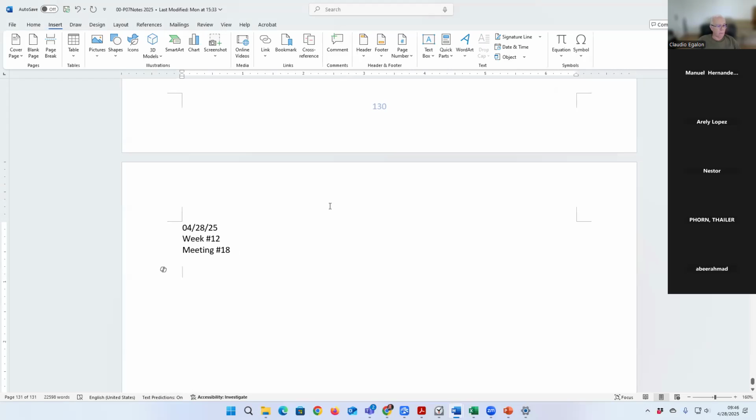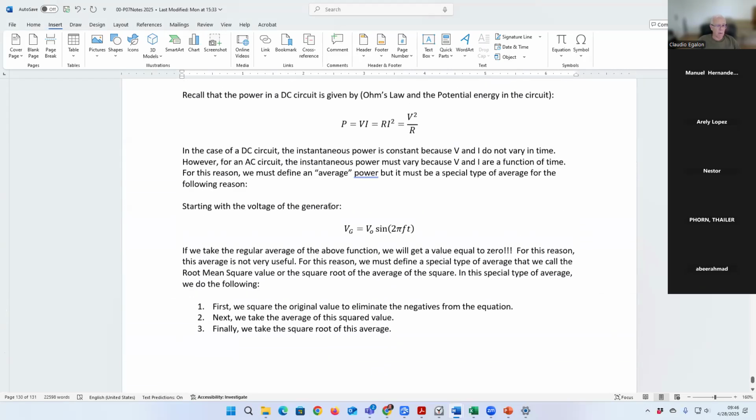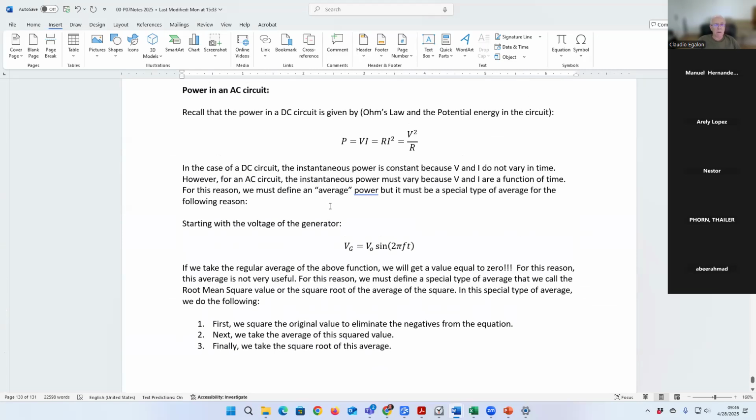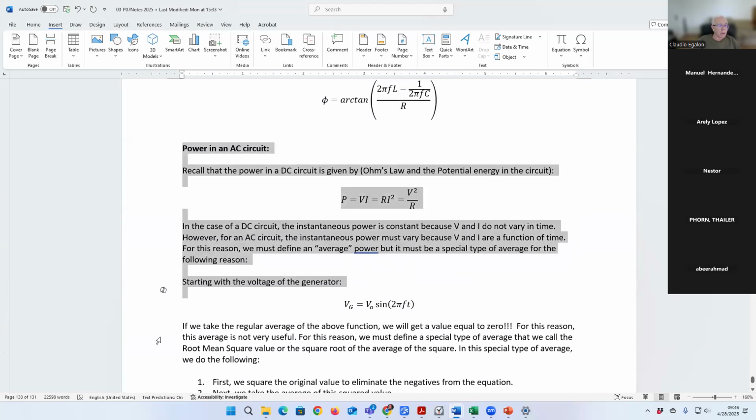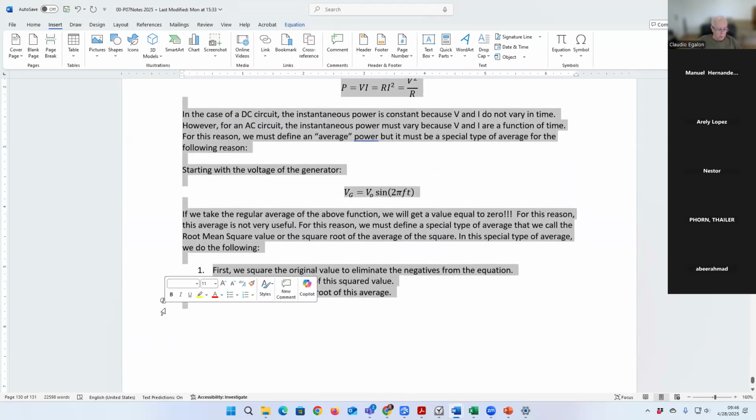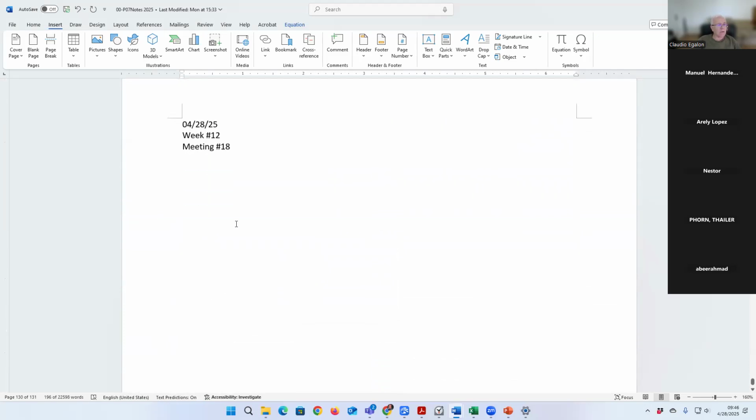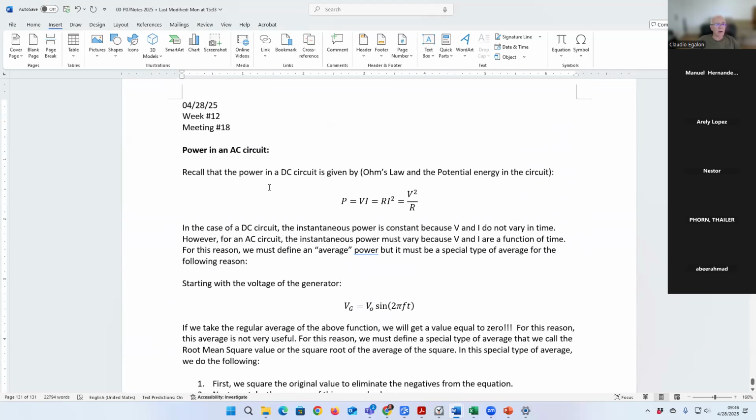Let's continue what we were doing before. It's just the power, and then it's going to be quick. Not many things. Just to remind you what we did before: we are going to use the same equation for the power of the DC circuit to find out the power in an AC circuit. V times I, R times I squared, or V squared over R.